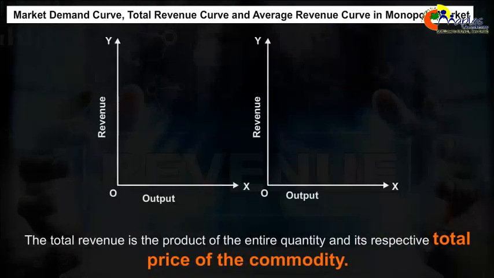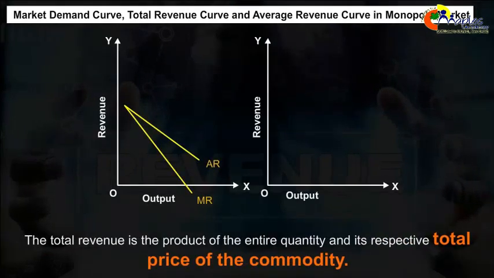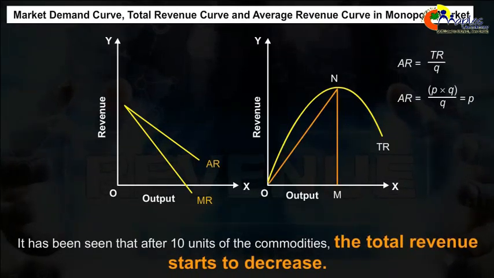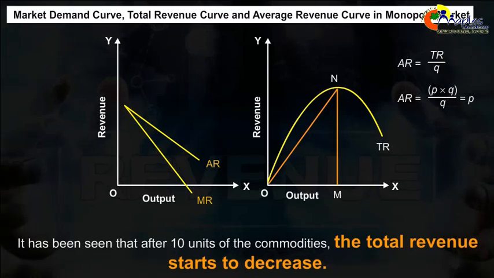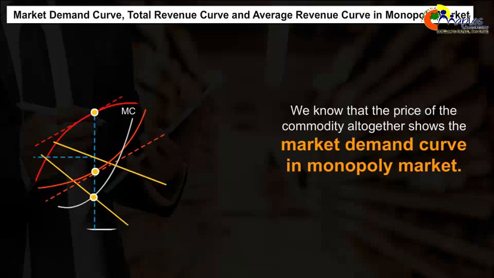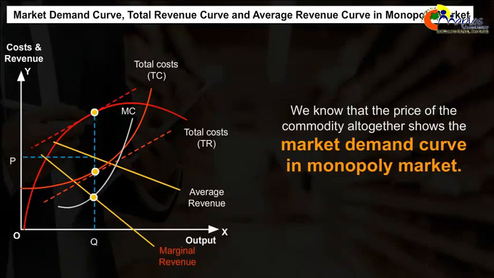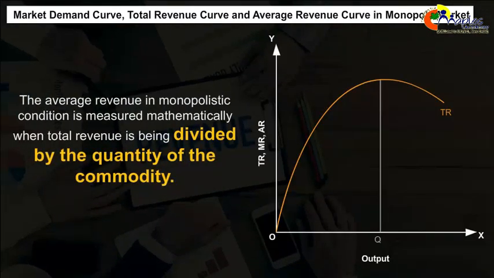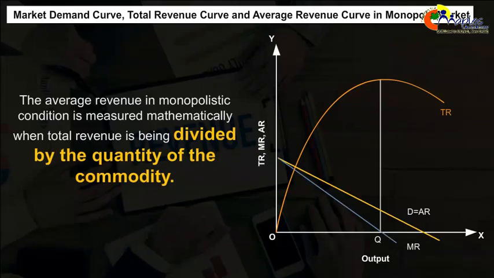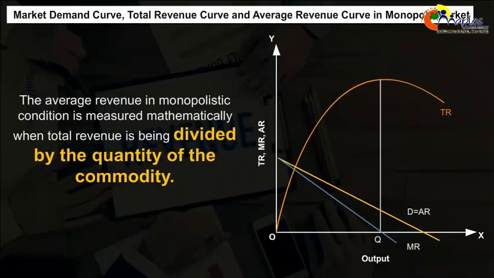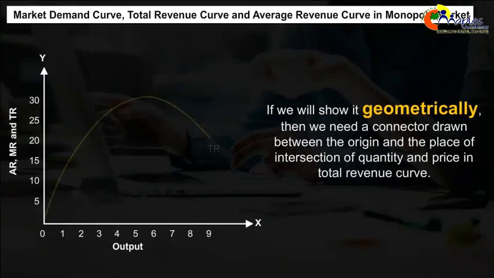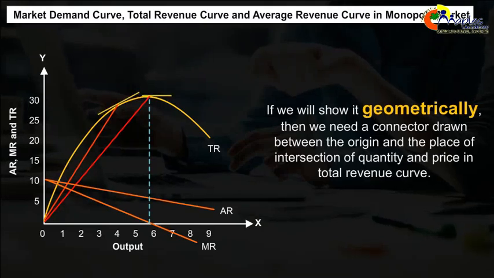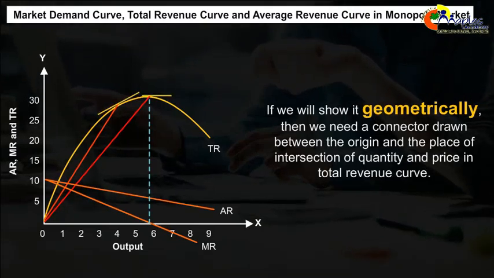The total revenue is the product of the entire quantity and its respective price of the commodity. It has been seen that after 10 units of the commodity, the total revenue starts to decrease. We know that the price of the commodity altogether shows the market demand curve in the monopoly market. The average revenue in monopolistic condition is measured mathematically when total revenue is divided by the quantity of the commodity. If we show it geometrically, then we need a connector drawn between the origin and the point of intersection of quantity and price on the total revenue curve.